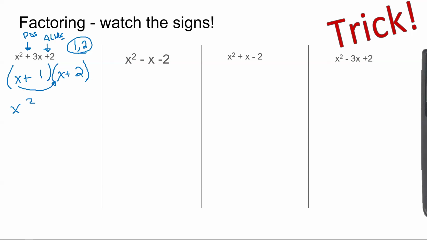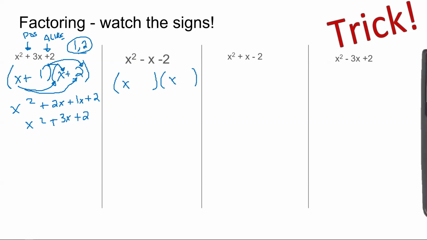But x times x would be x squared. There's a 2x. Here's a 1x. And last times the last is going to give me a 2 right there. And you can see that's the x squared plus 3x that we started with, plus 2. And this is almost the same problem over here in the second column, but the signs are different. And so that's kind of what we want to look at here.